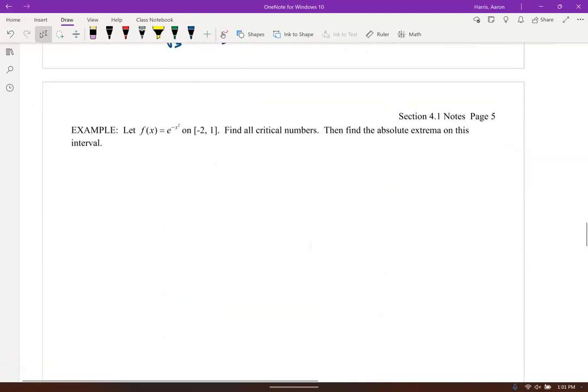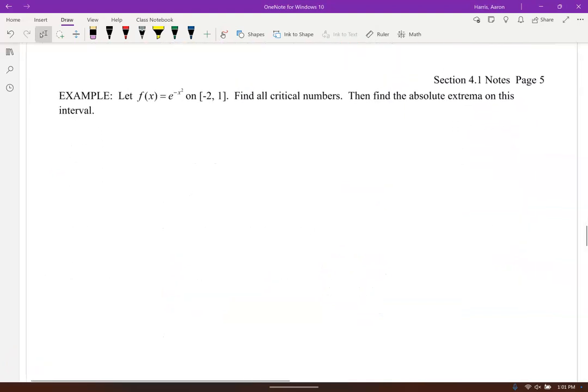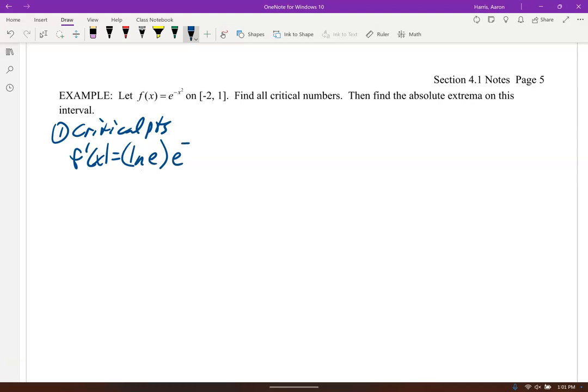Let's move on here. Let's do a transcendental function now. Let's find our critical points by taking our derivative. So f prime of x, we got the ln of e to the negative x squared, chain rule. Derivative of negative x squared is negative 2x. Ln of e, of course, is just 1, so this just ends up being negative 2x e to the negative x squared, or negative 2x over e to the x squared.